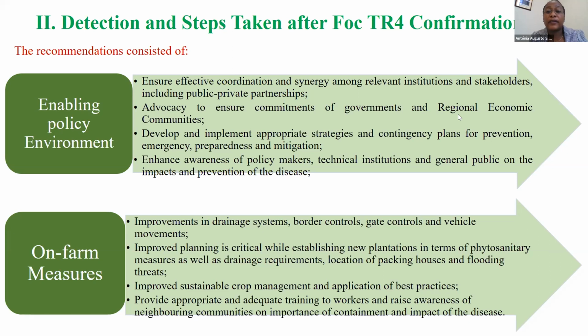On-farm measures: improvement in drainage systems, border control, gate controls, and vehicle movements. As we know, the disease is spread by contaminated soil, but water also contributes a lot to the spread of the disease. So the drainage system is very important to contain the disease. Improved planning is critical when establishing a new plantation, in terms of phytosanitary measures, as well as drainage requirements, location of the packing house, and flooding threats.